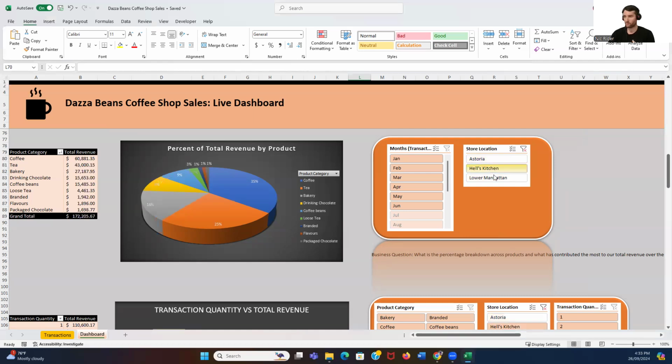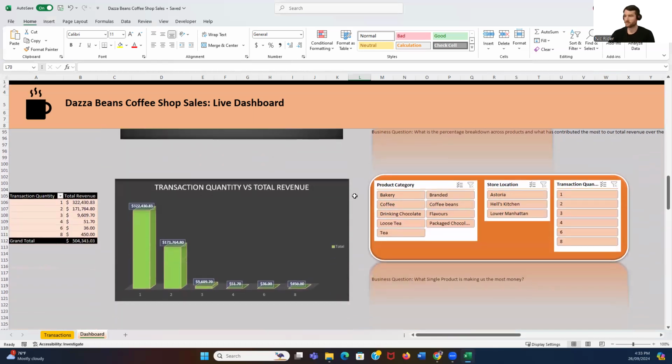We can go through the different stores. And once again, tea, coffee, bakery is pretty good. The drinking chocolate aspect is definitely worth noting. At this point, I would be focusing on those three key components to his business.